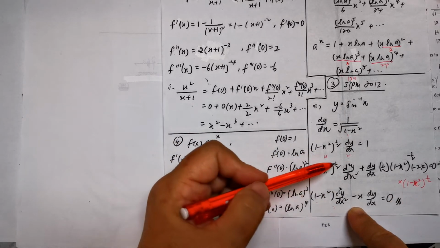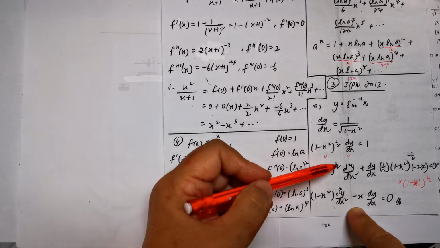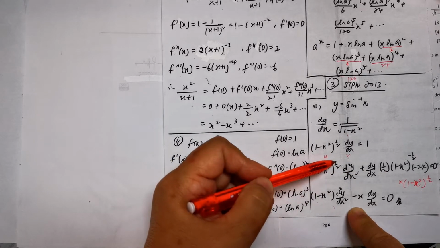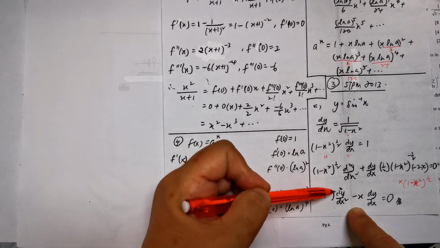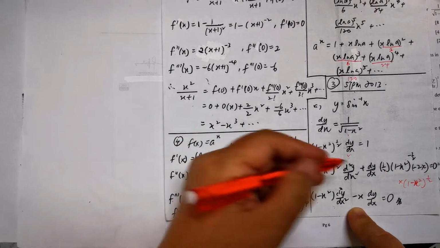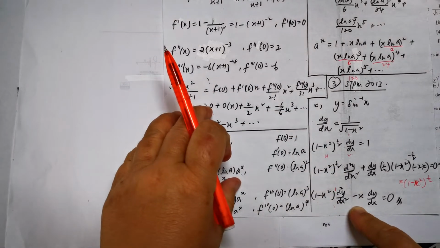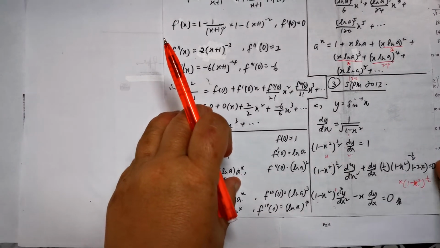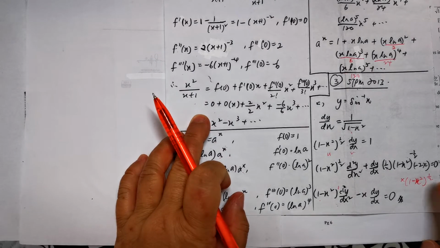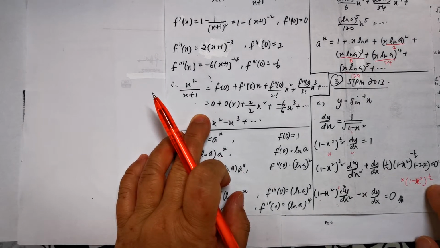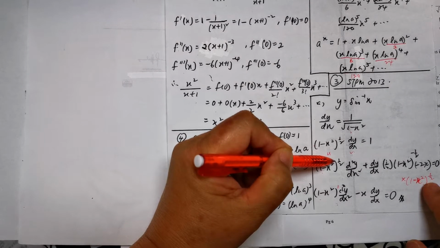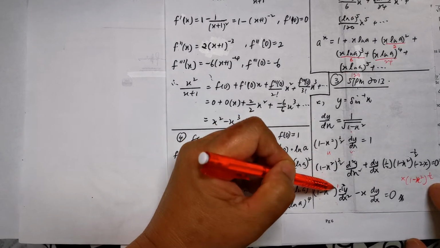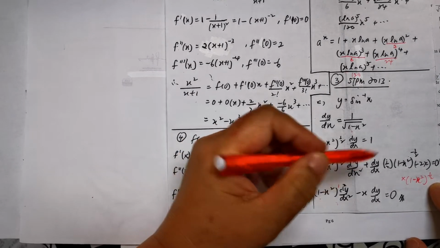But now we are only up to this step. You see that in the question, I don't want the power half. So how do we make the power half disappear and become power 1? The only way is to multiply the whole equation by 1 minus x squared power half. So 1 minus x squared power half multiplied with 1 minus x squared power half gives power 1 now.